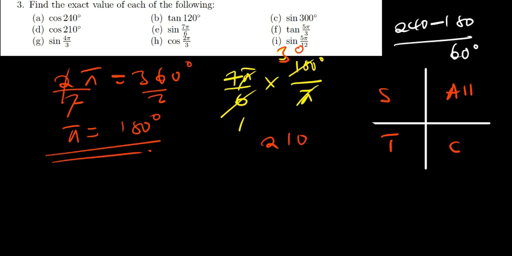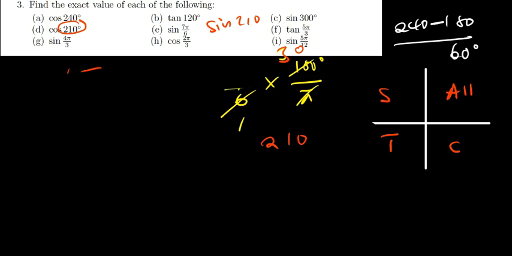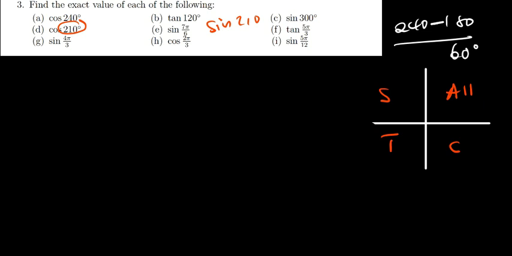So then what we're trying to find is sine 210. But remember, 210 is in the third quadrant. It's the same thing that we did there. It is in the third quadrant and the reference angle is 30. That's what we said. So now we are finding sine 30.